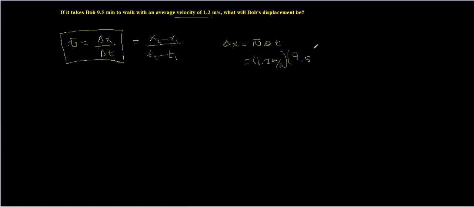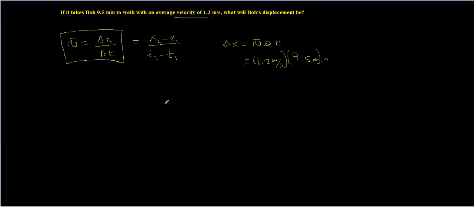However, if you noticed, the time and the velocity have different units. Here the velocity is given in meters per second, whereas the time given, the elapsed time, is actually in minutes. So we have to do a little conversion, but that's not very difficult.